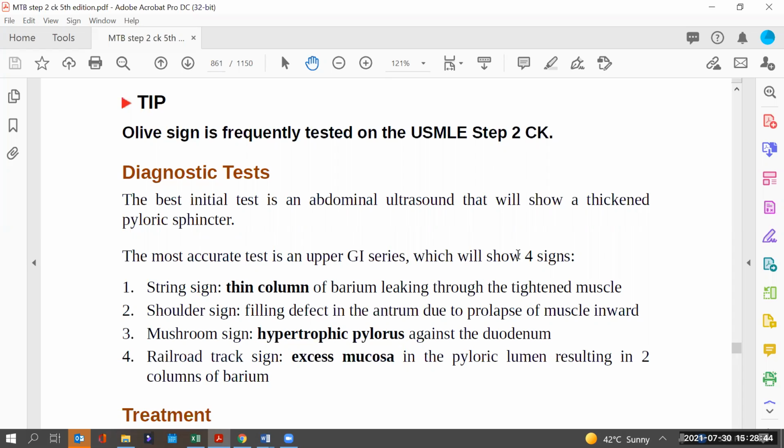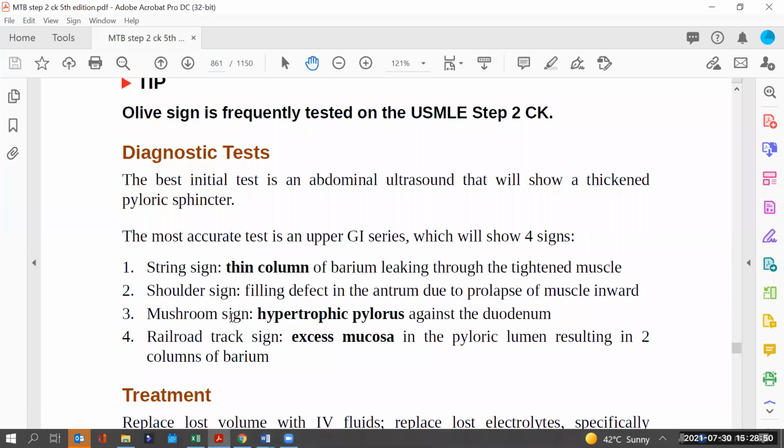Especially if we are considering the upper GI series, we will do it and we will see some signs. This upper GI series, in the form of a barium swallow, you can give, and you can perform endoscopy and easily see. So the first sign is the string sign. String sign is a thin column of barium leaking through the tightened muscle.